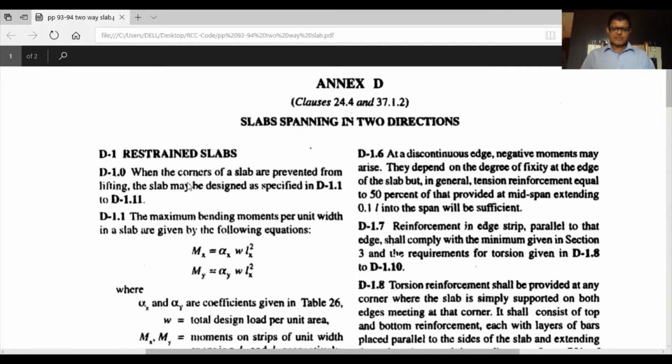What is the restrained slab? When the corners of a slab are prevented from lifting, the slab may be designed as specified in D-1.1 to D-1.11. So this is Annexure D, given as D-1.1 to 1.11. Now, what is the meaning of prevented from lifting? Now, if you have a slab, and if you see, this is a slab.